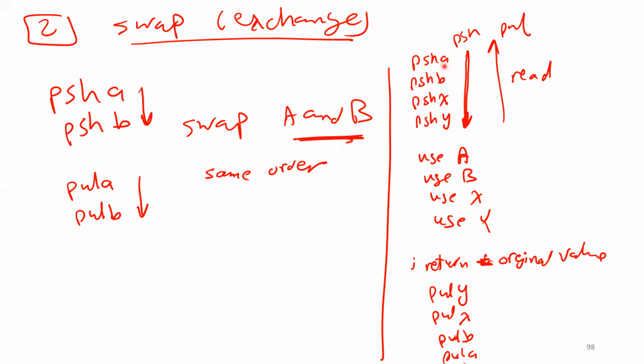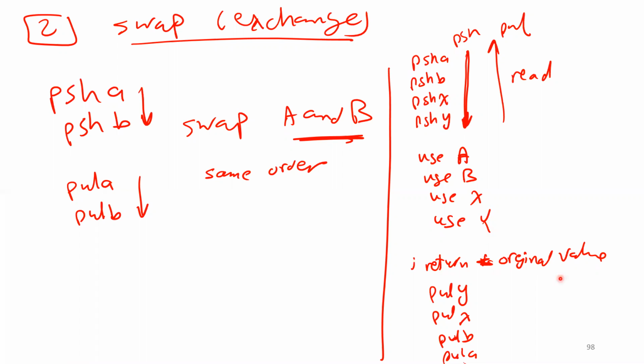So here I store the value of A, then on top of it, the value of B. The value of X is going to take 2 locations, the value of Y is going to take 2 locations. So now the stack is storing Y, then X, then B, then A, right? And then here, I'm going to damage, or use A, use B, use X, use Y, okay?